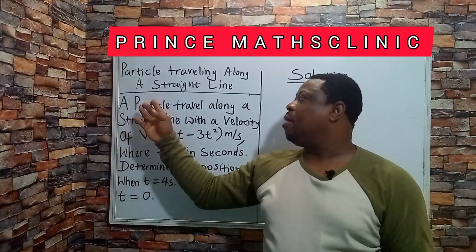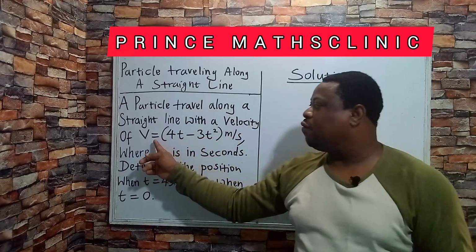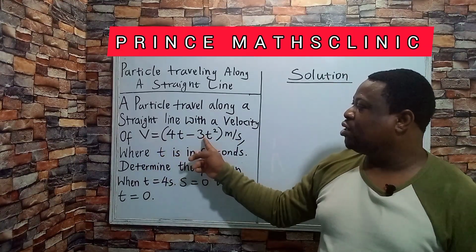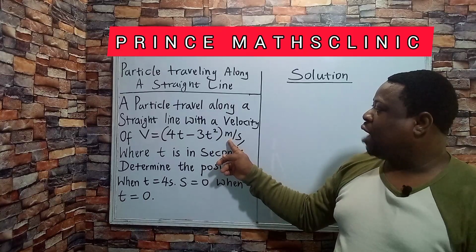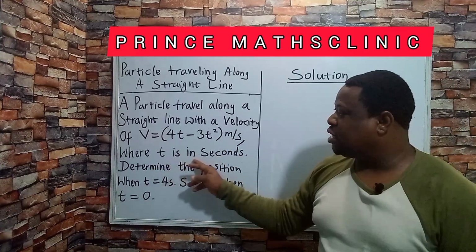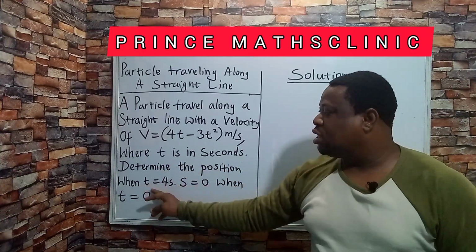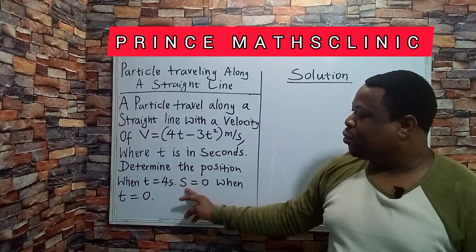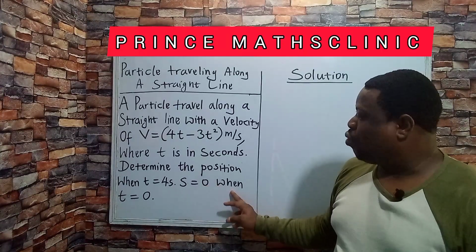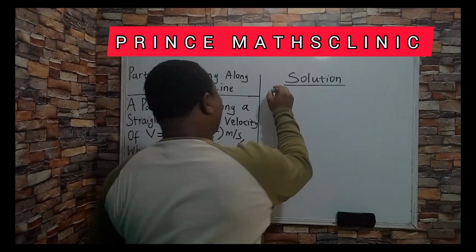It says a particle travels along a straight line with a velocity of 4t minus 3t squared, and the unit of velocity is meters per second, where t is in seconds. Determine the position when t is 4 seconds, when the position is 0 when time is what? 0. Good.